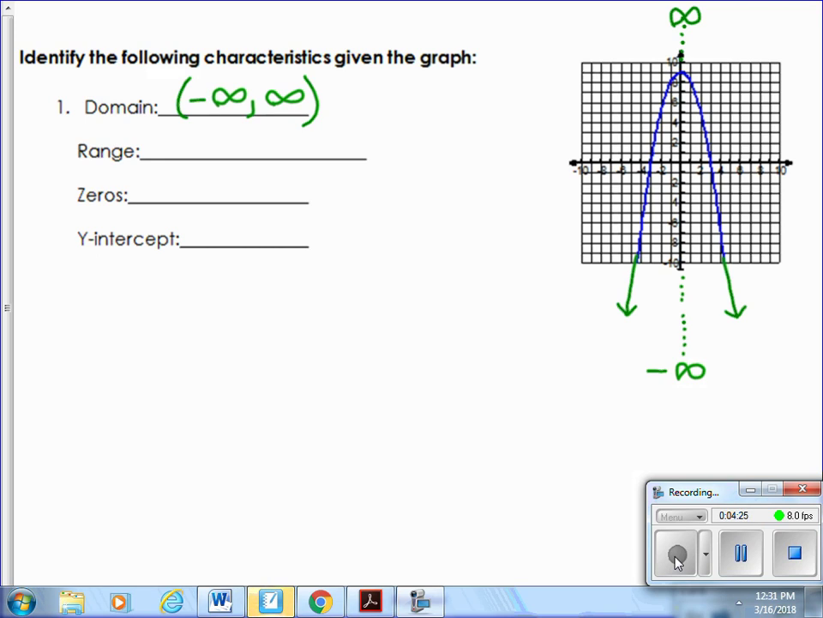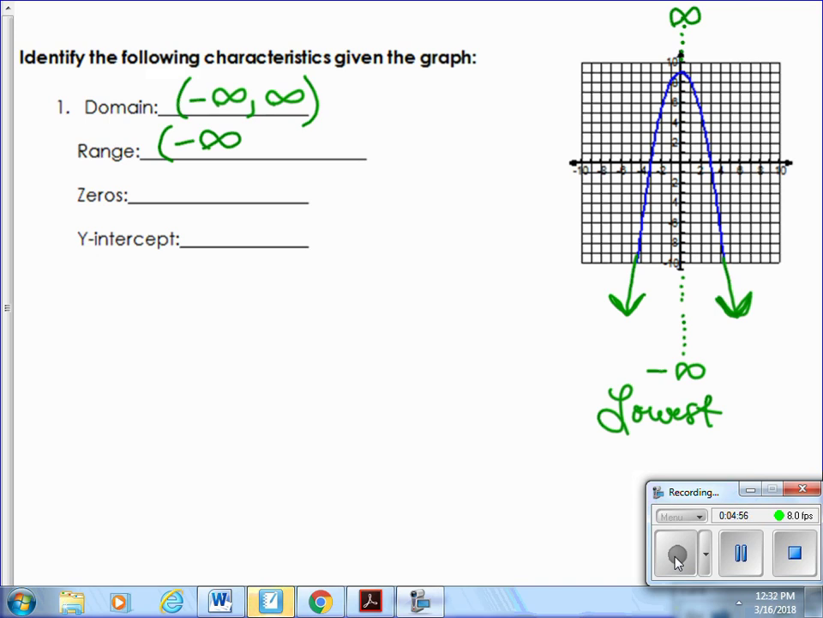So when we do, I've got to say, what is the absolute lowest point that this graph goes to? Well, I've got an arrow pointing down on both sides. So that means there is no absolute lowest point. There's no minimum value. So if it keeps going down forever, then we say my range is going to go from negative infinity, because there is no lowest point.